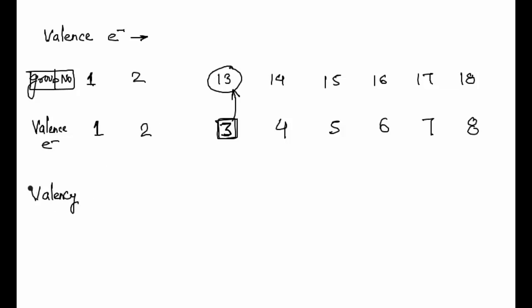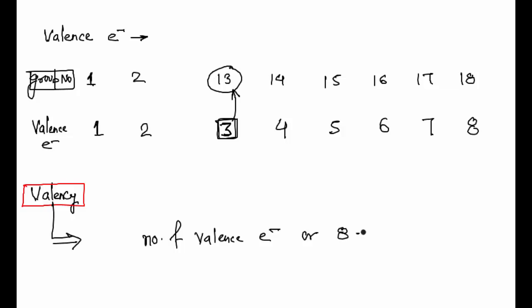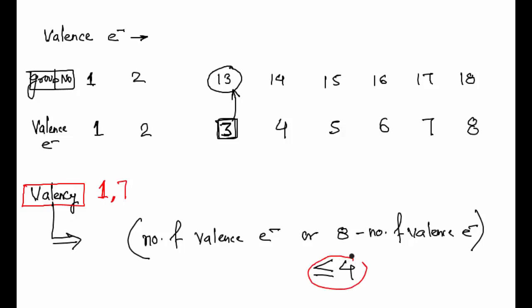Nowadays valency is a dead concept, but till your 10th class you just remember what valency is. Valency is simple: either the number of valence electrons, or 8 minus the number of valence electrons, whichever value is less than or equal to 4. Suppose the number of valence electrons is 1, and 8 minus 1 is 7, but you have to take the value less than or equal to 4. So you will take valency 1.